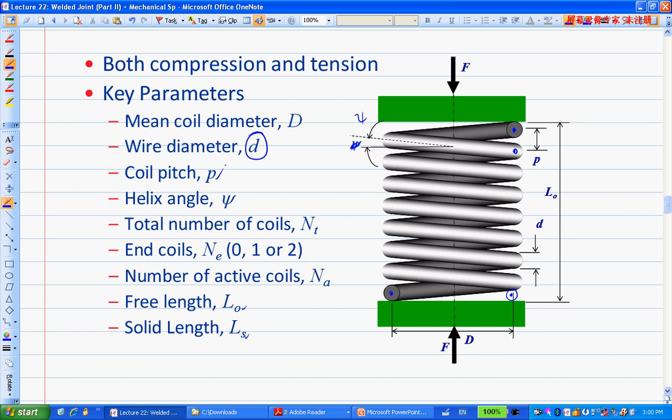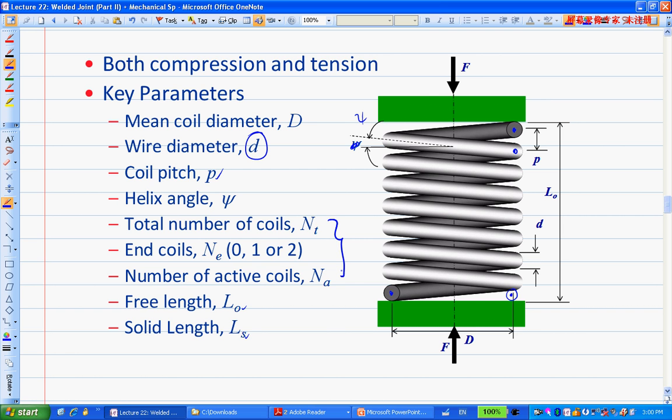Wire diameter, that's also an important one here. That's basically the diameter of this wire here. Okay, this is the wire. So I'll leave the last three here as the most important ones. That's actually the most confusing part.